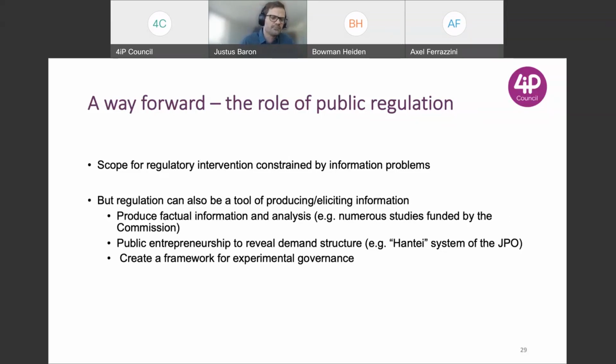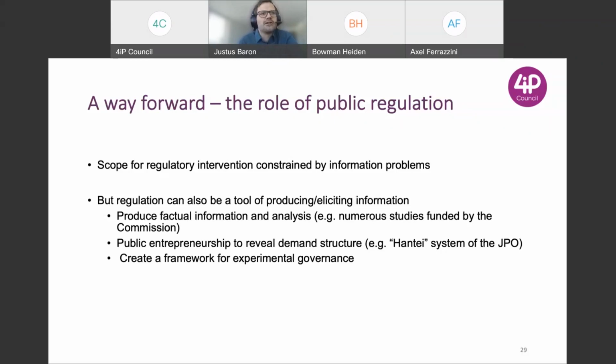So one easy action in that, and easy in the sense that it's quite consensual, is that obviously the policymaker can produce factual information and analysis, which no individual market actor is sufficiently incentivized to produce. But then there are also a little bit more complex conceptual interventions. One is what we have labeled public entrepreneurship.